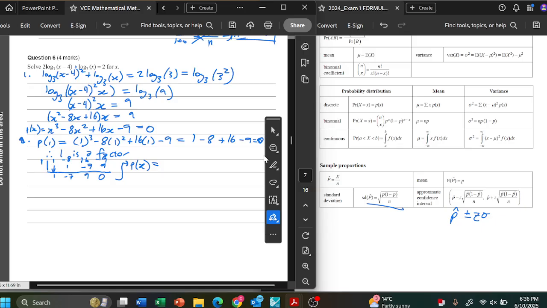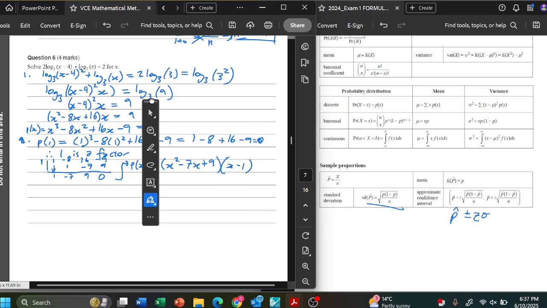And that just tells us that p(x), this cubic that we found here, is just equal to x squared minus 7x plus 9. So these three numbers down here are our coefficients. And then we have the linear factor, which is x minus 1, right? Because if x is equal to 1 gives us 0, then x minus 1 must be the linear factor.